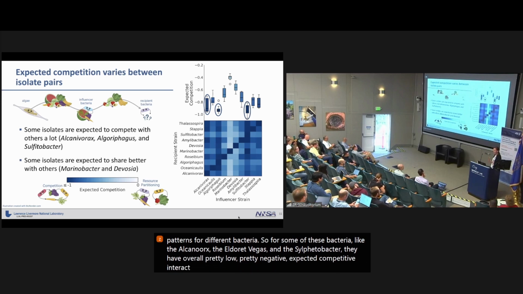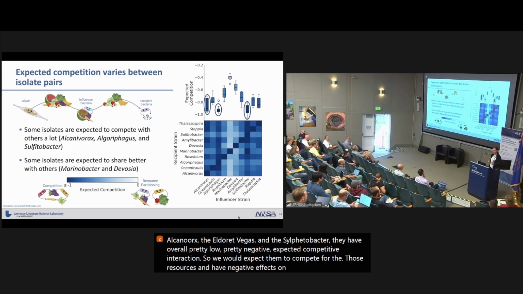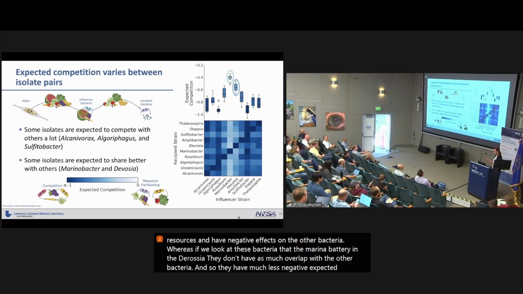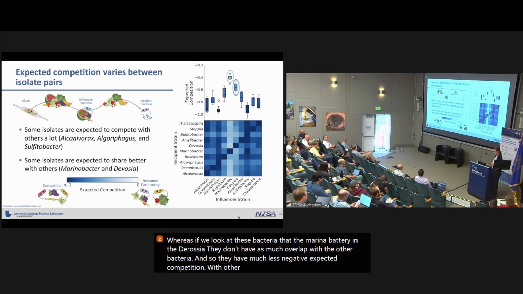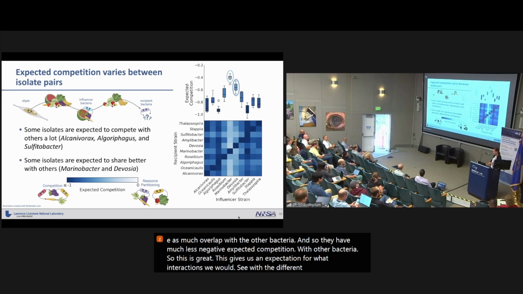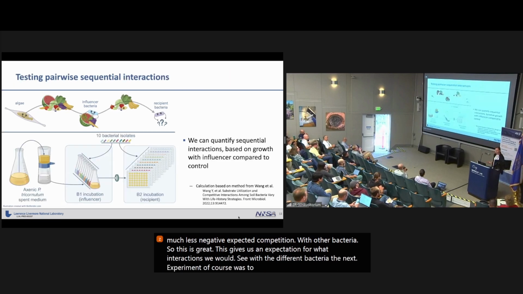So we would expect them to compete for those resources and have negative effects on the other bacteria. Whereas if we look at these bacteria, the Marinobacter and the Devosia, they don't have as much overlap with the other bacteria. And so they have much less negative expected competition with other bacteria. So this is great. This gives us an expectation for what interactions we would see with the different bacteria. The next experiment, of course, was to test that.